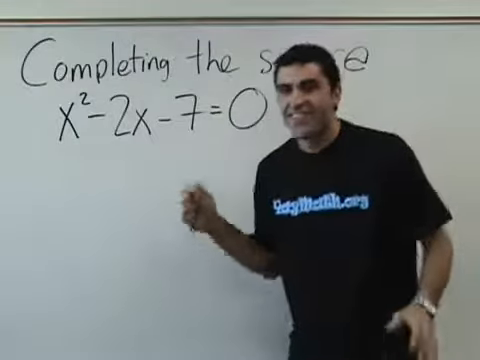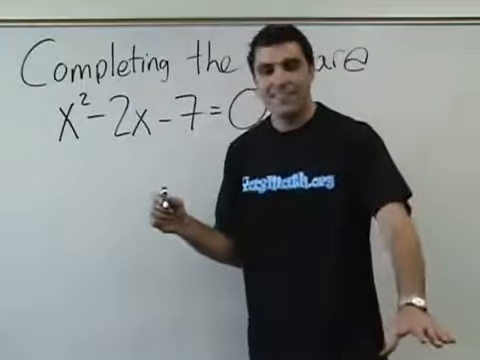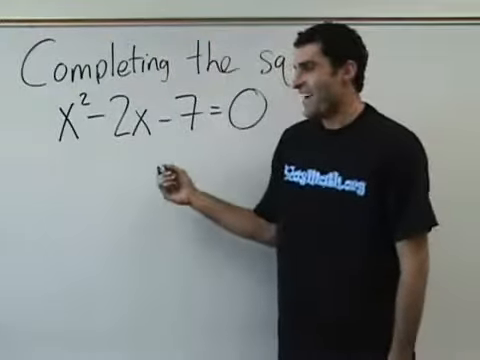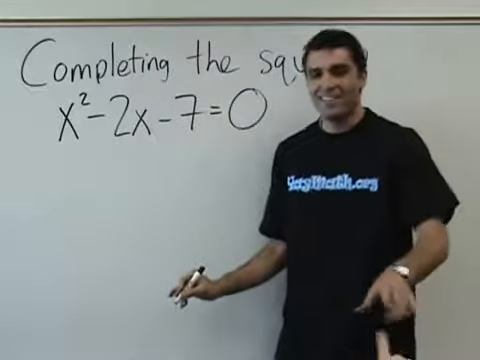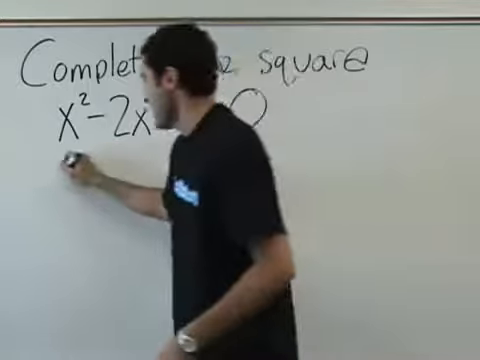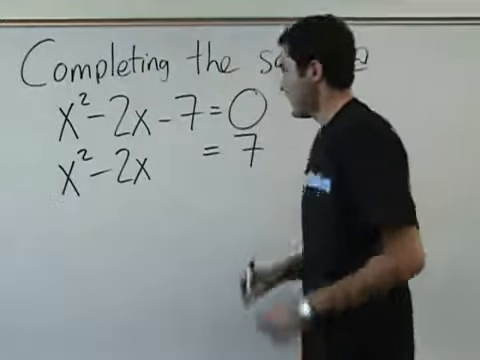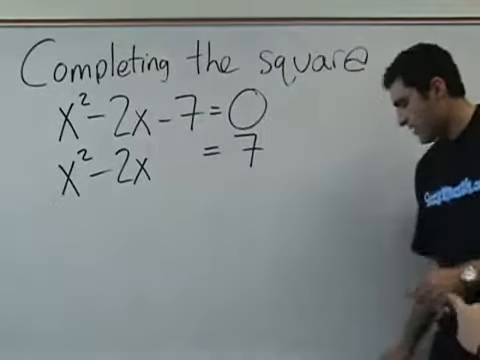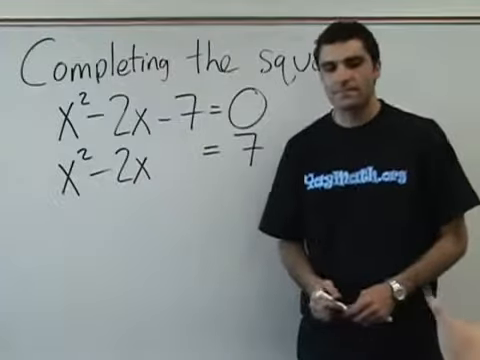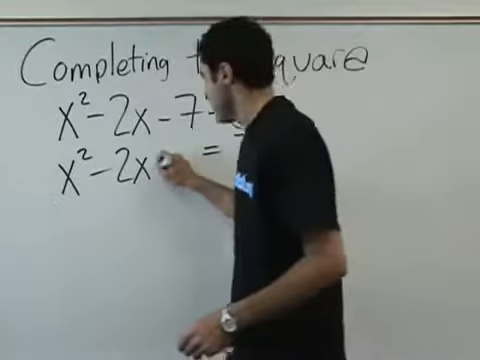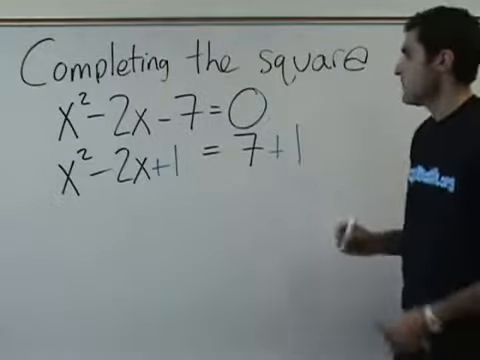Okay, ready? Now do it. It's plus 7 on this side, and then there's space. In the parentheses you do negative 2 over 2, squared. What's that number? Positive 1. Do we add 1 to here too? Yeah, we do. And so it's x squared.